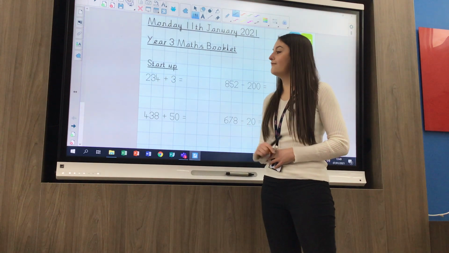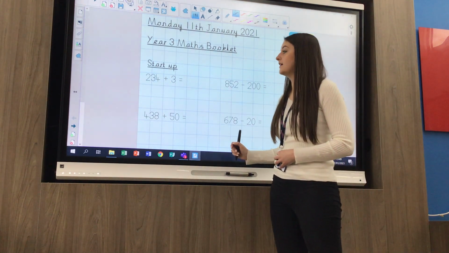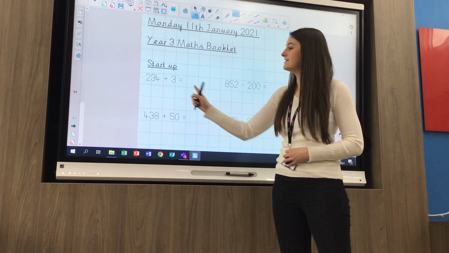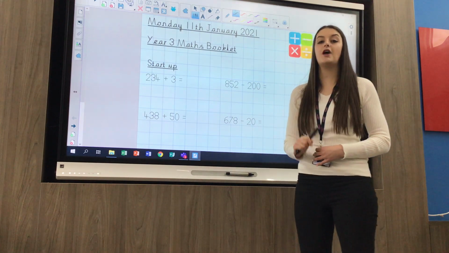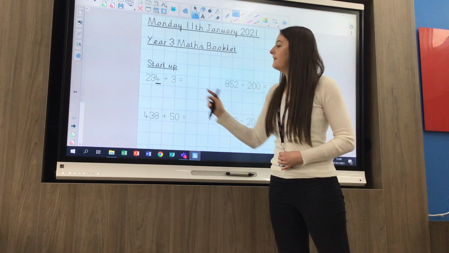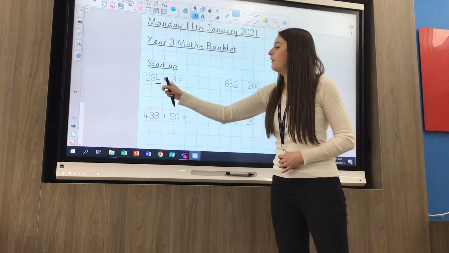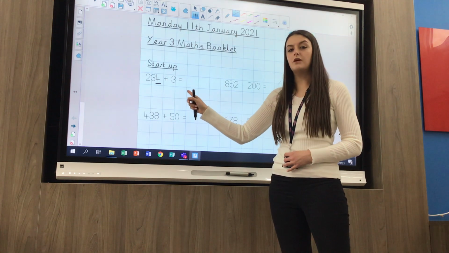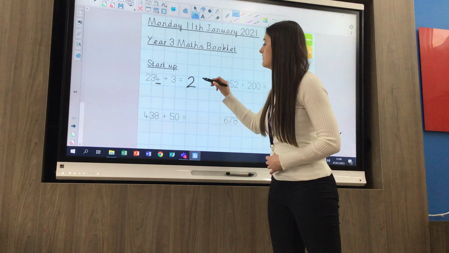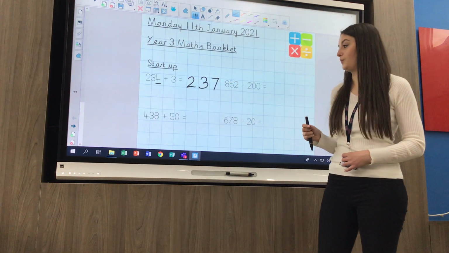So if we have a look at my first question, 234 add 3, okay? So for this question, we're going to be focusing on the ones column, because I can see it's just going to be the ones that change. So I'm going to find the ones in my number, and that's the only column in that number that's going to change. So 4 ones add 3 ones. Now I know that's 7 ones, so my hundreds are going to remain the same, so are my tens, and now I've got 7 ones, okay?